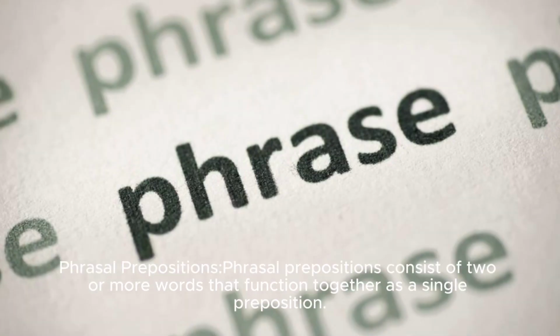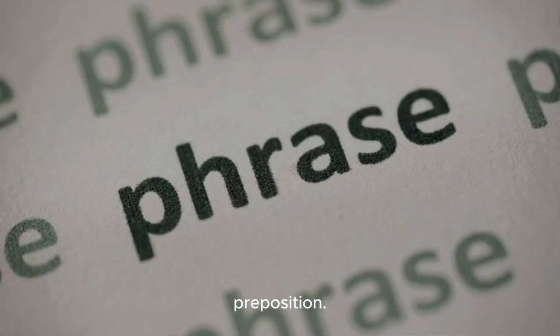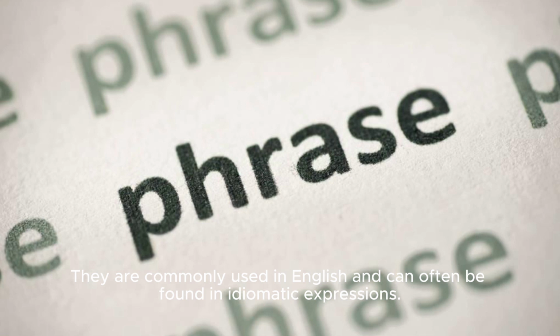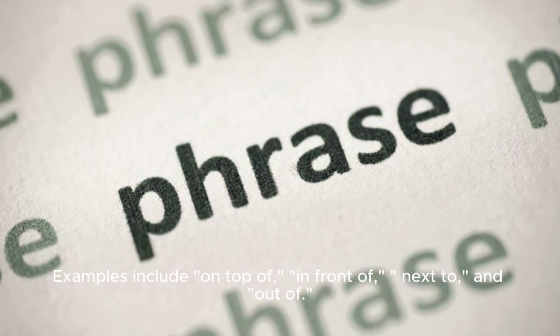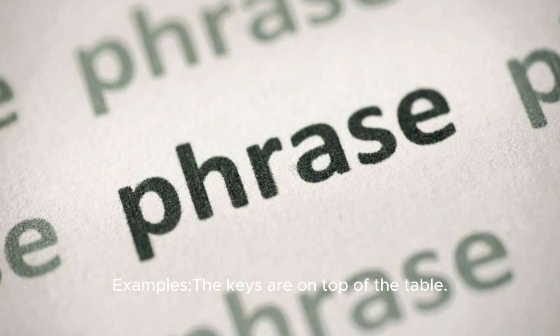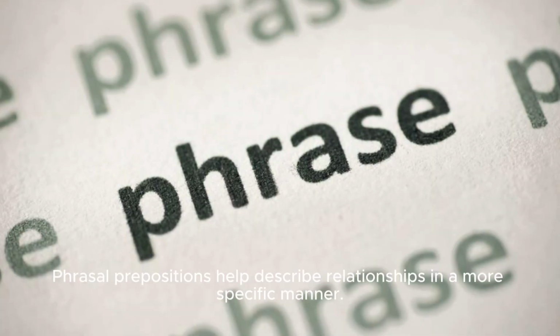Phrasal prepositions. Phrasal prepositions consist of two or more words that function together as a single preposition. They are commonly used in English and can often be found in idiomatic expressions. Examples include on top of, in front of, next to, and out of. Examples: Their keys are on top of the table. She stood in front of the mirror. They sat next to each other. Phrasal prepositions help describe relationships in a more specific manner.